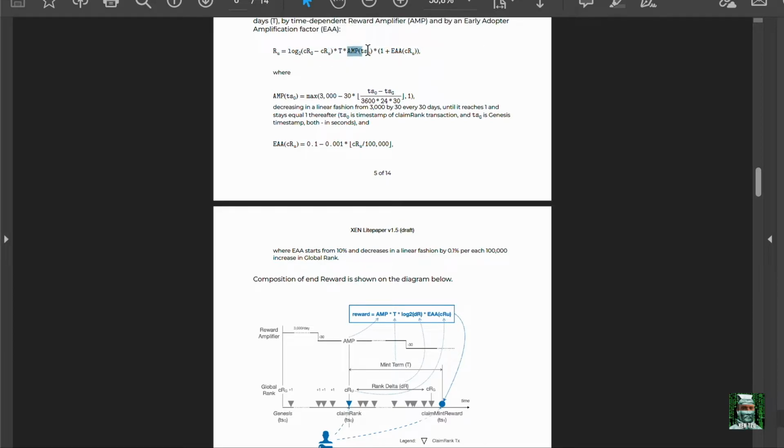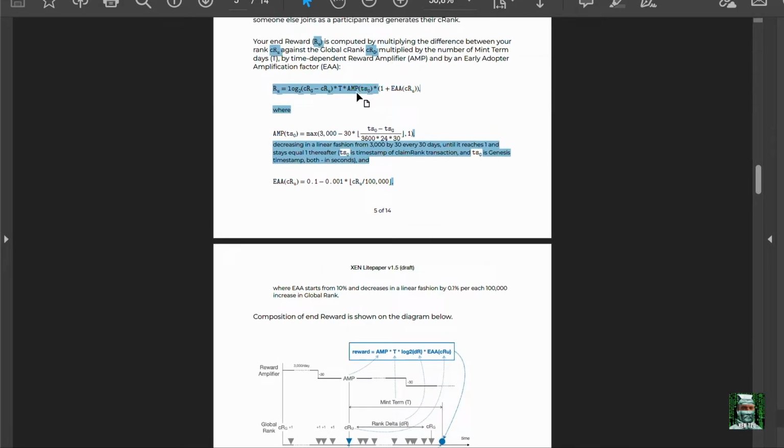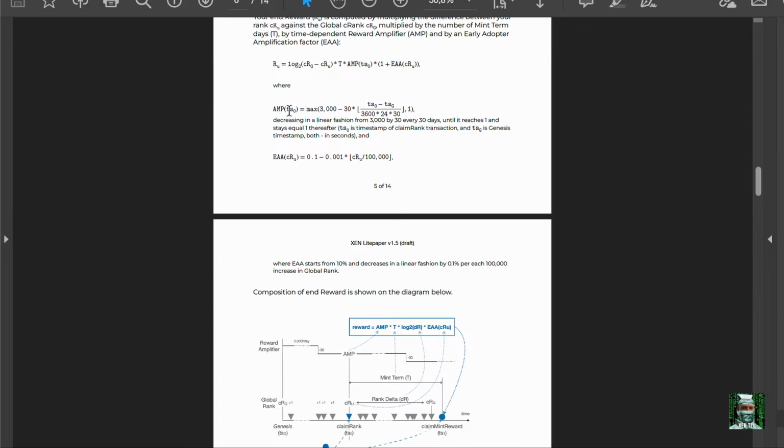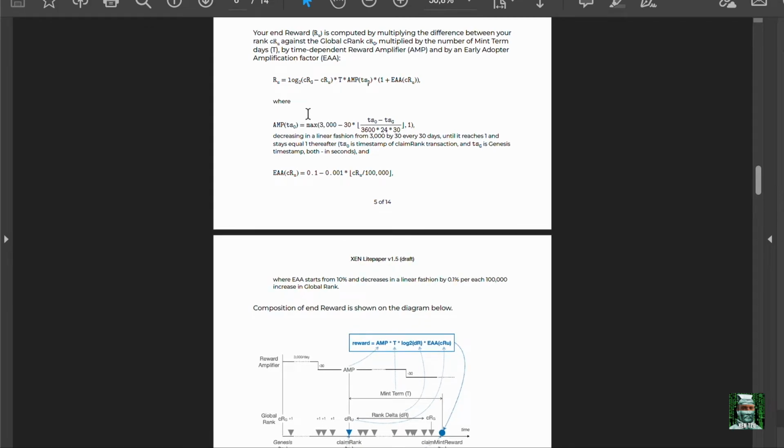Then we've added two other components of this formula. We call this the time-dependent reward amplifier. Short, we call it the AMP. So what is the AMP? The AMP is something that's also going to incentivize faster adoption of the network. So the AMP is basically the maximum value of this part and minimum 1, right?